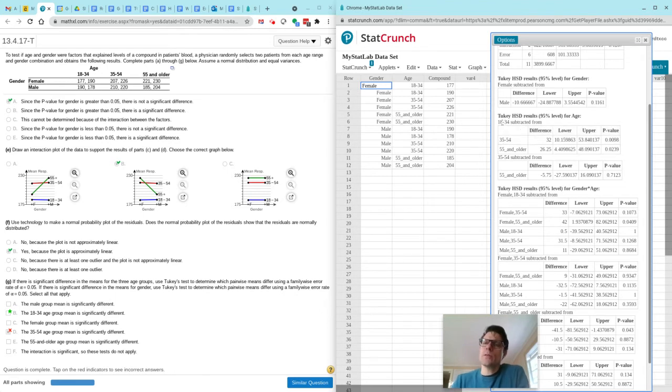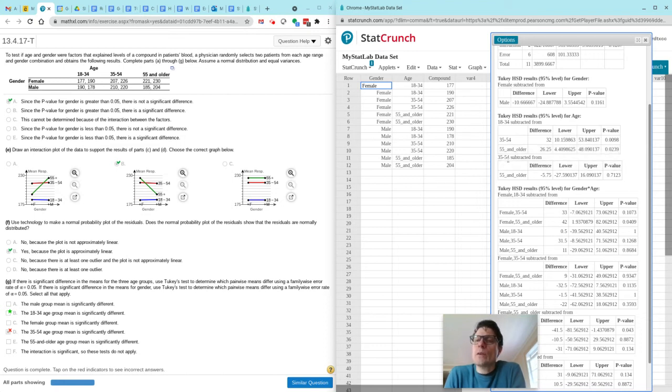And so if you take the age group 18 to 34 and subtract it from 35 to 54, you get a low p-value, which means that those means are different. Remember for the hypothesis test, the null hypothesis is that they're the same, they're equal, and the alternative hypothesis is that they're not. So that low p-value means that 18 to 34 is not the same as this. Also, because this p-value is low, it's not the same as the 55 and older, okay?